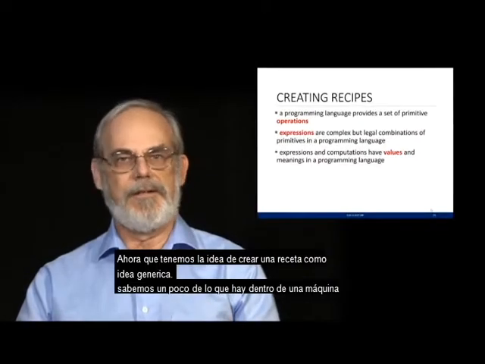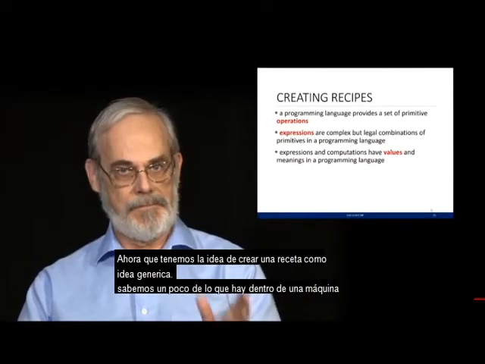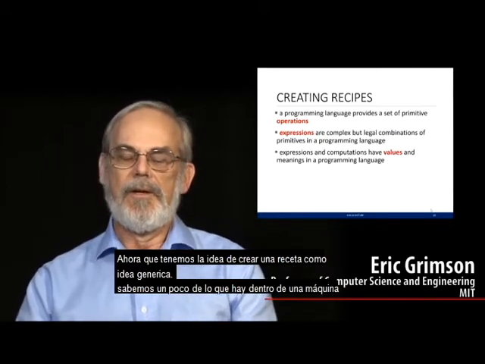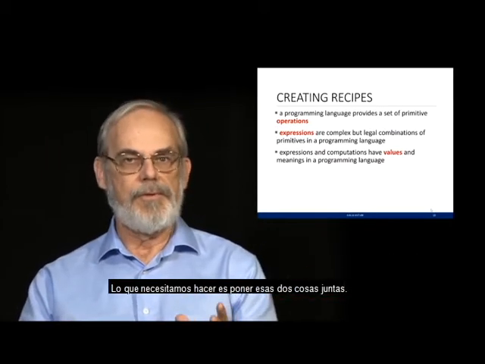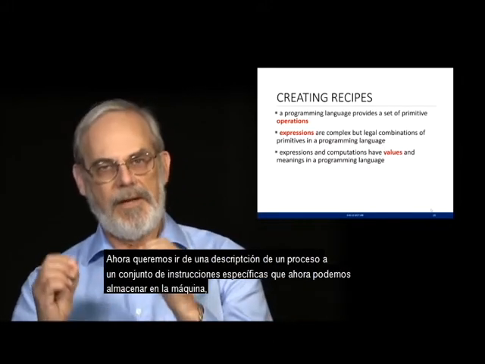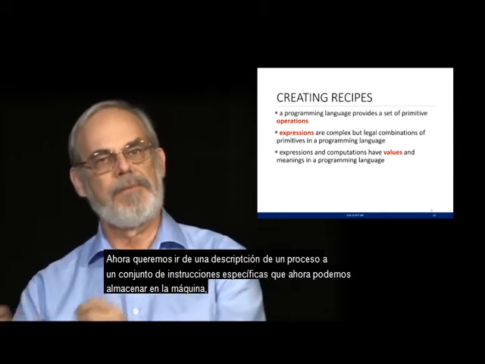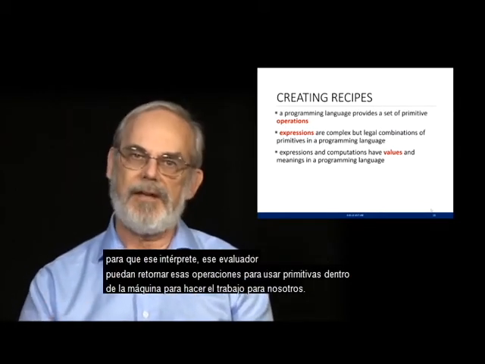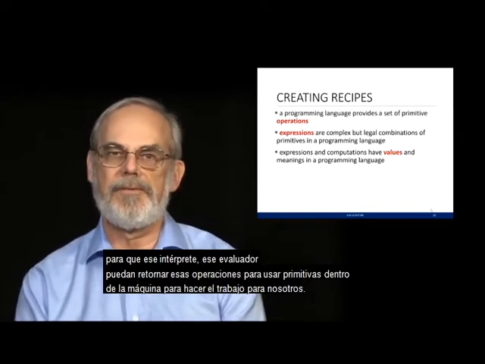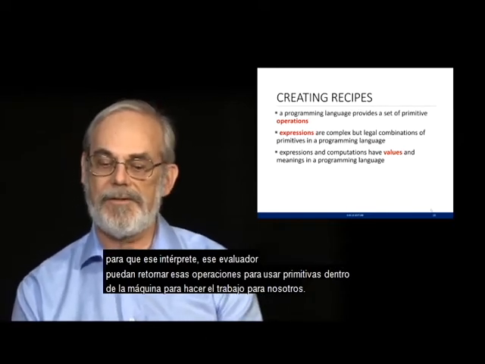So now we've got the idea of creating a recipe as a generic idea. We know a little bit about what's inside the machine. What we need to do is put those two things together. We want to now go from a description of a process to a specific set of statements that we can store in the machine so that that interpreter, that evaluator, can then run those operations to use the primitives inside the machine to do the work for us.